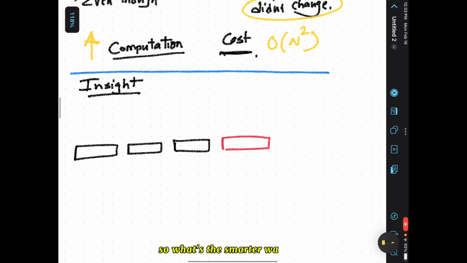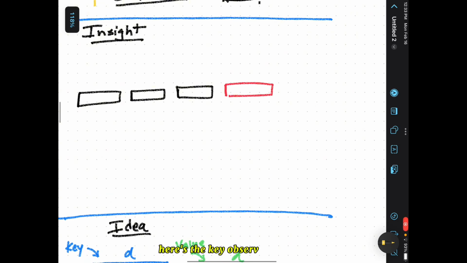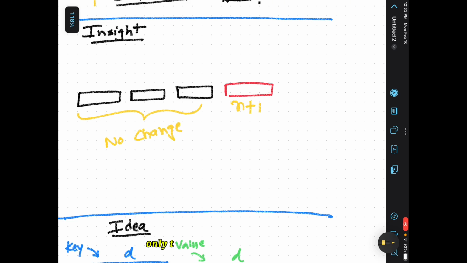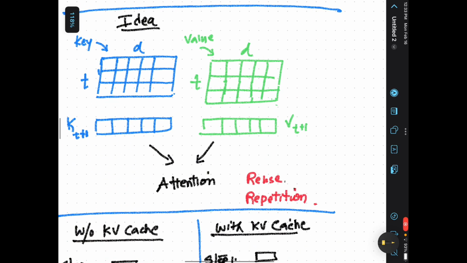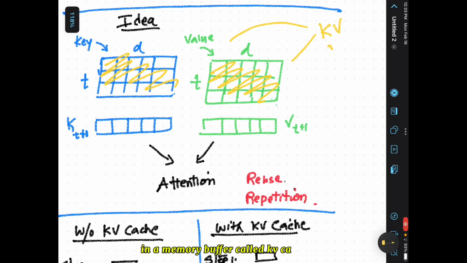So what's the smarter way? Here's the key observation. When generating token n plus 1, the previous keys and values are already correct. They don't change. They are already fixed. Only the new token needs fresh computation. So instead of recomputing everything, we store all previously computed keys and all previously computed values in a memory buffer called KV cache.